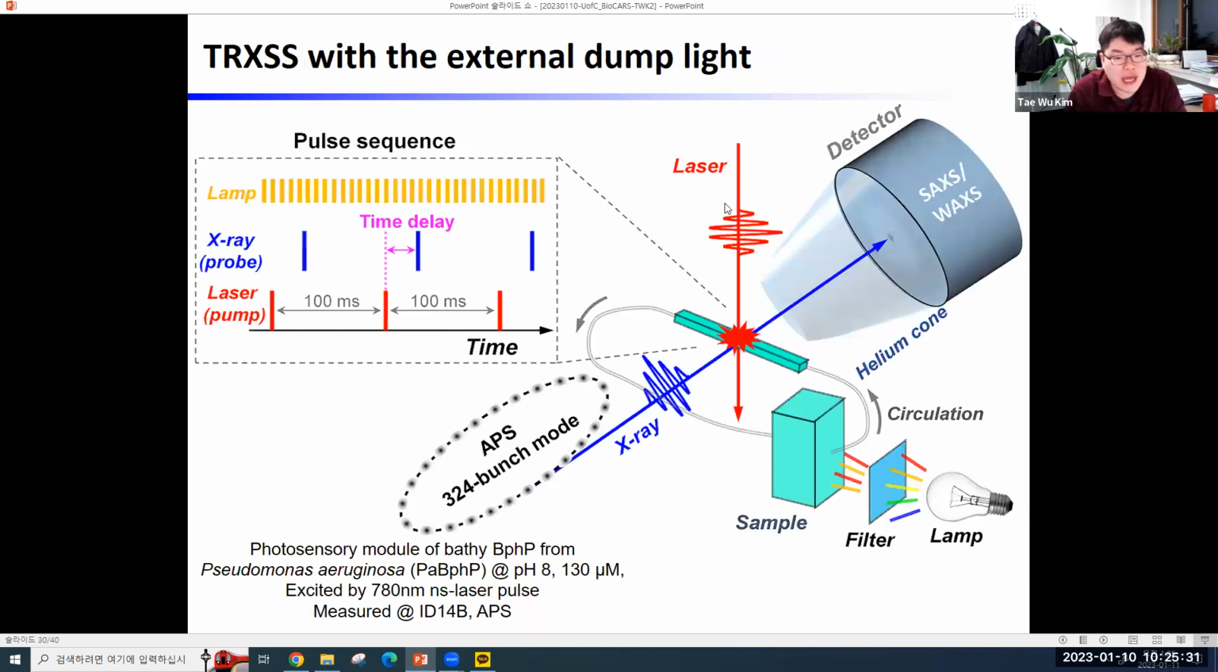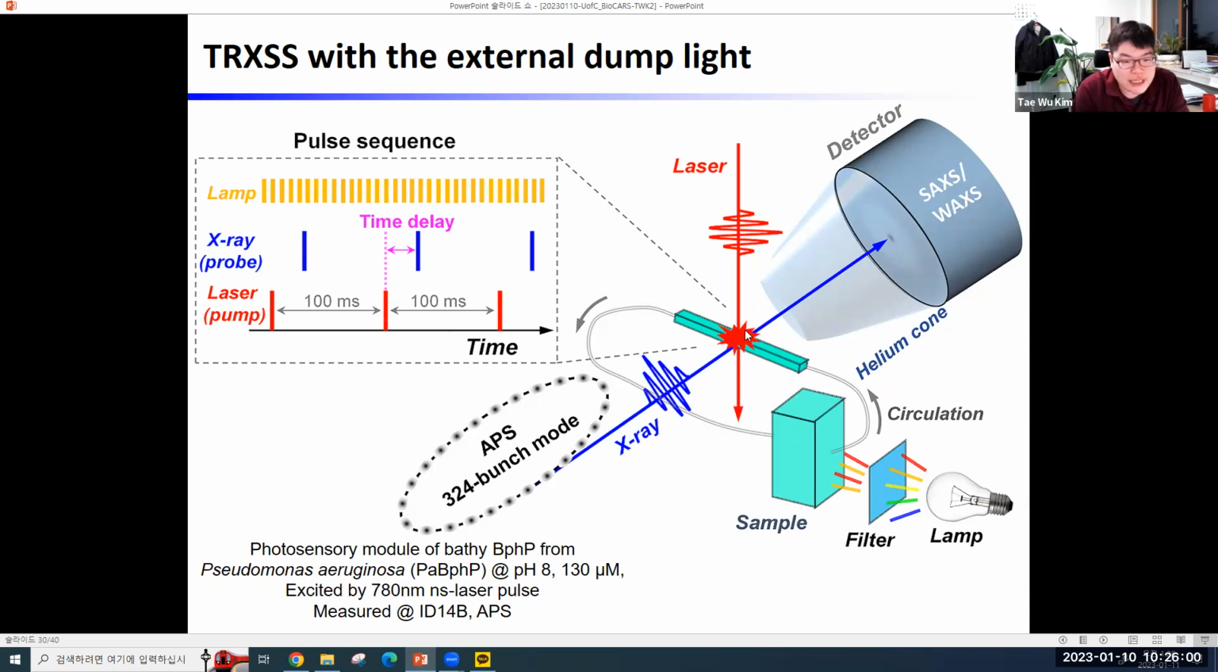This is the actual experimental layout for our study. The scheme is almost similar to the setup used in the protein dynamics study, but one difference between the previous study and the current study is that we use an additional light, acting as a dump light.